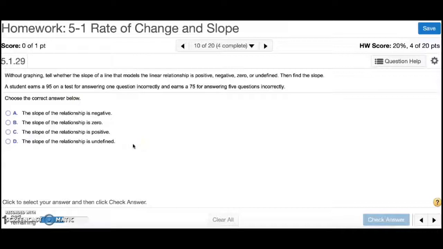Going to number 10. Without graphing, tell whether the slope of a line that models the linear relationship is positive, negative, 0, or undefined, then find the slope. A student earns a 95 on the test for answering one question incorrectly and earns a 75 for answering 5 questions incorrectly. So let's find the slope and see which it is. So I'm going to make a t-chart. X is going to be the number of questions wrong, and Y is going to be the score, because the score depends on how many questions I get wrong. So we get a 95 for one question incorrect, 75 for 5.